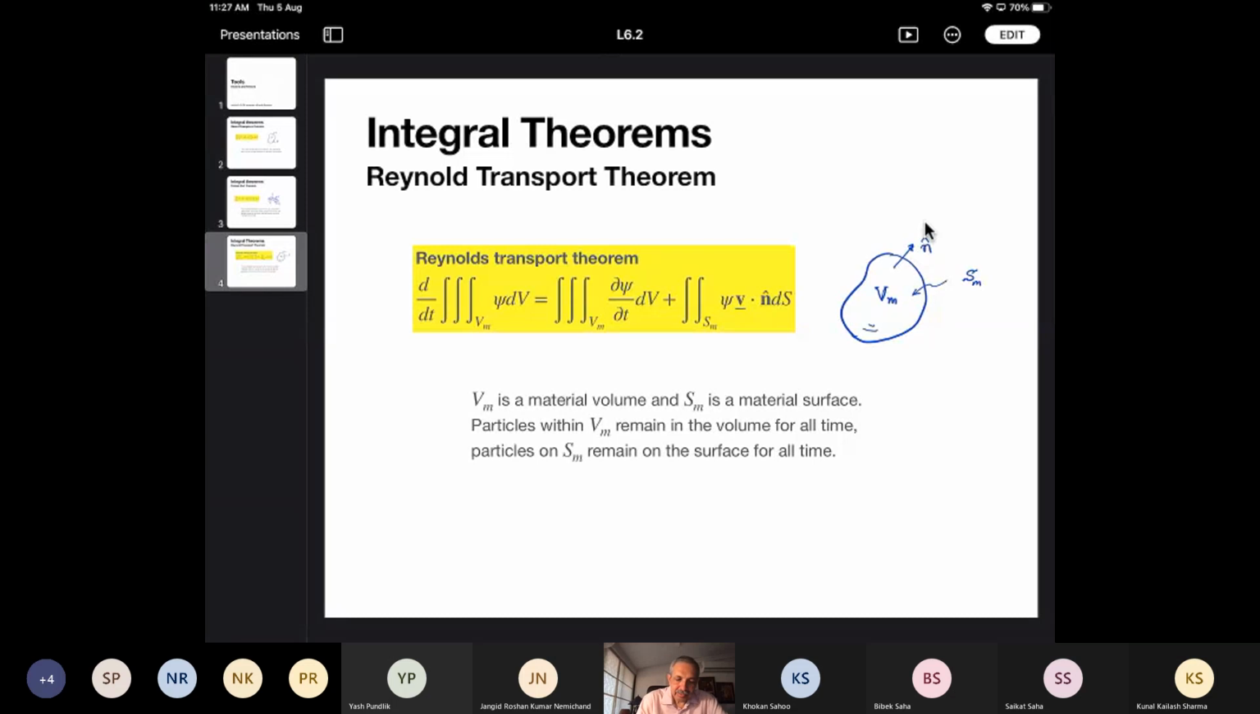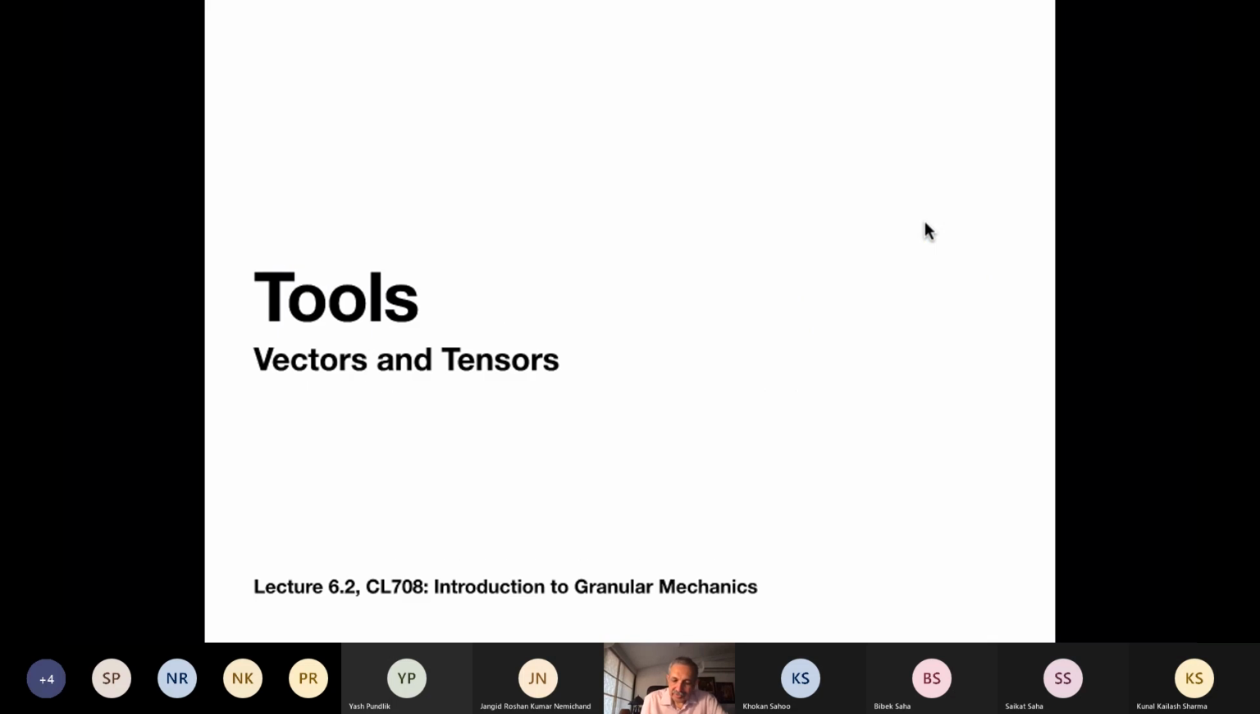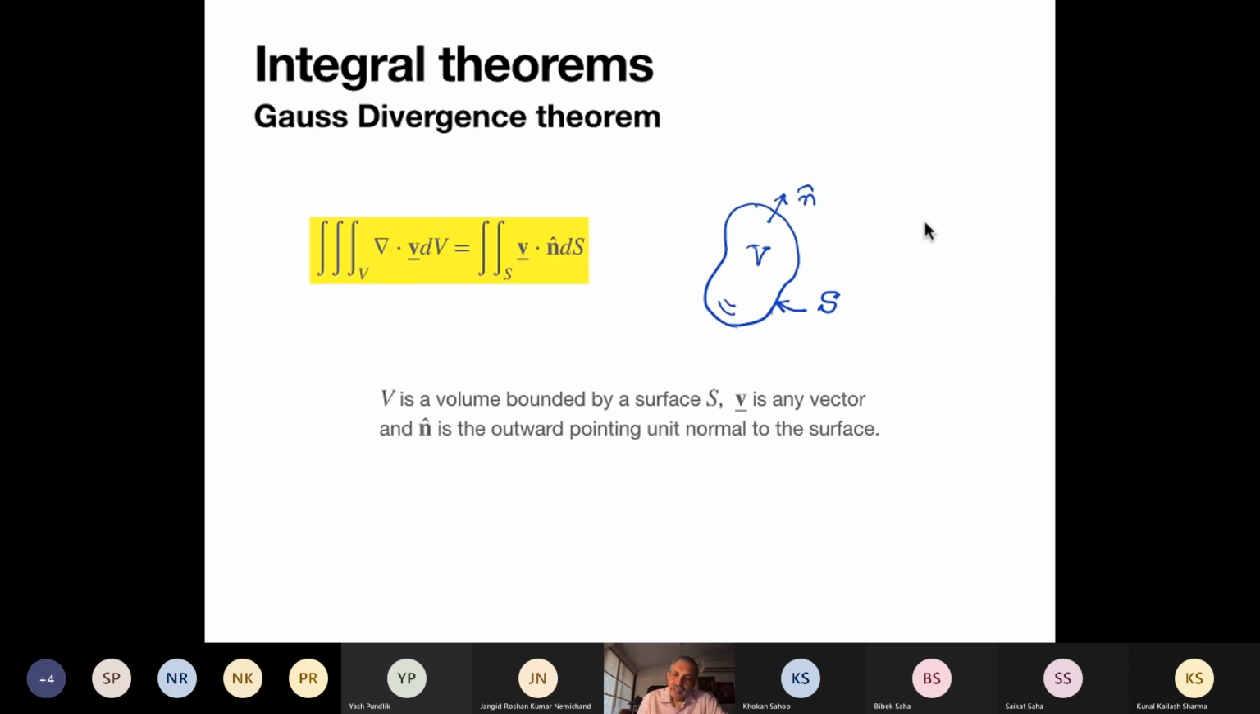I just want to end by showing you the last thing, so that will sort of be the end of the vectors and tensors business. And that is this idea of integral theorems. I'm not going to give the derivation, but I just mention this, and this will be there in the notes. There are three very important integral theorems.